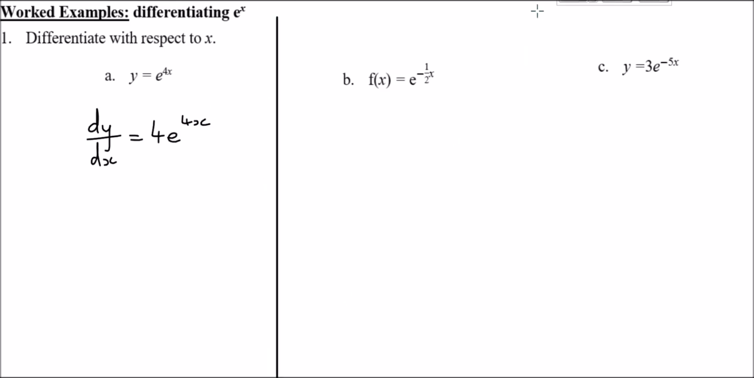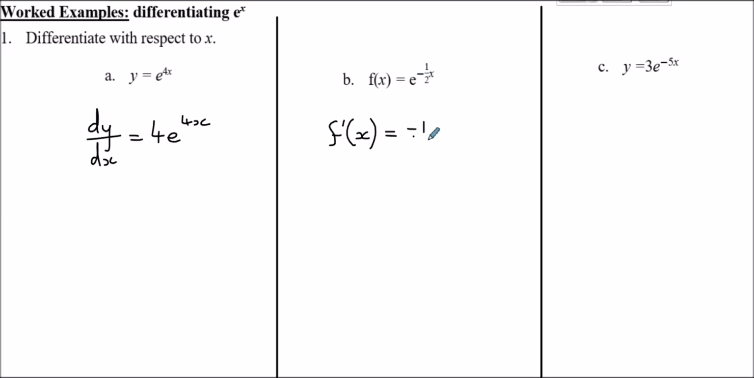Make some space. Part B, we've got this function here, exactly the same idea. Because it's in f(x) notation, I'm going to do this as f dashed of x. The coefficient gets brought to the front, so the minus a half comes here. And then the power gets left exactly the same, and we have e to the minus a half x.